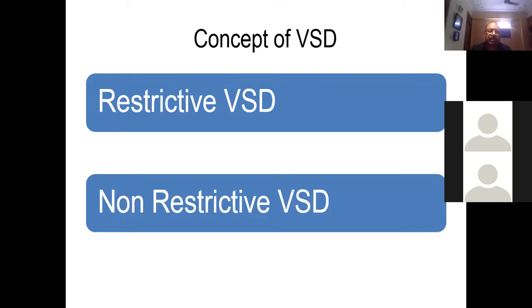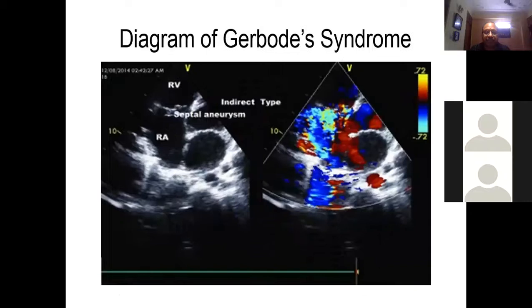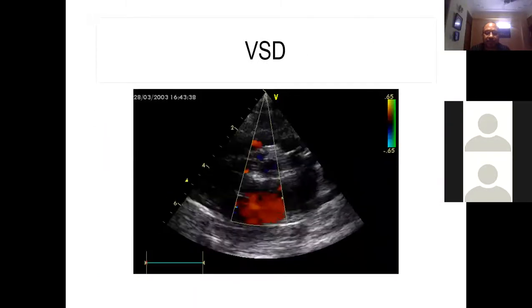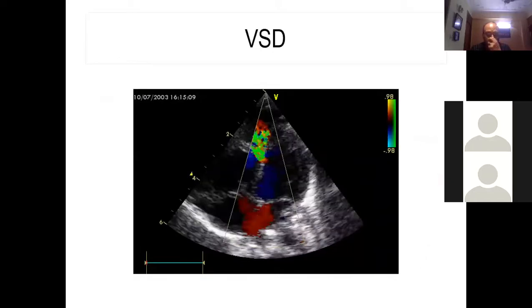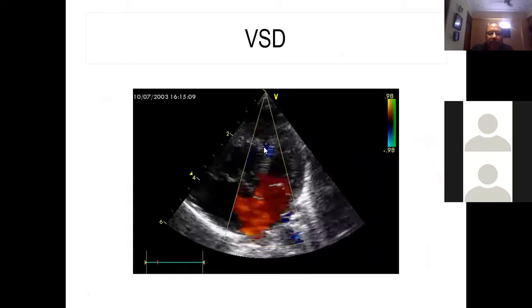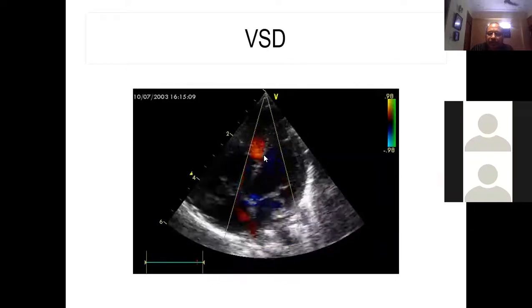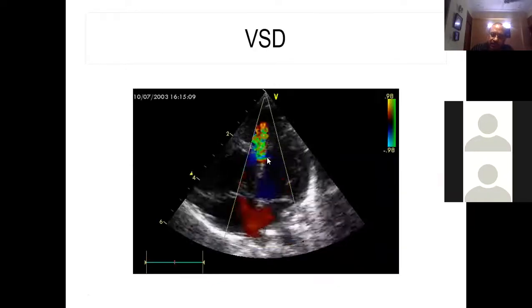What is restrictive is when the VSD is very small in size but generating so much pressure. The gradient across the VSD is 100. If I go back to my previous slide and show you what 100 millimeters of gradient means, look at this slide over here. My LV is 110 millimeters of mercury and the gradient across this is 95 or 100 millimeters of mercury. I put my sample volume over here and this sample volume gives me a gradient of almost 4.5, 4.6 meters per second.